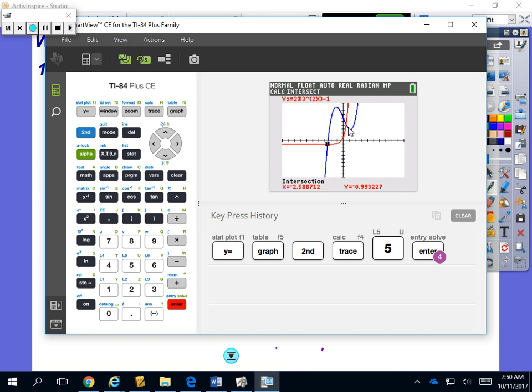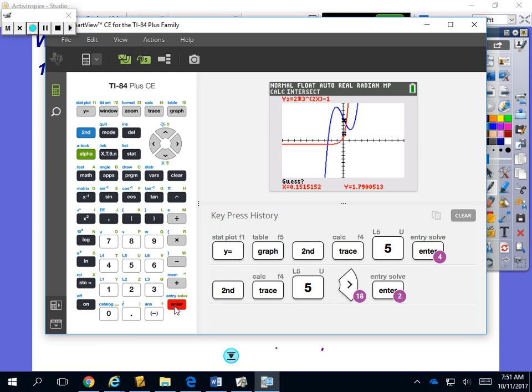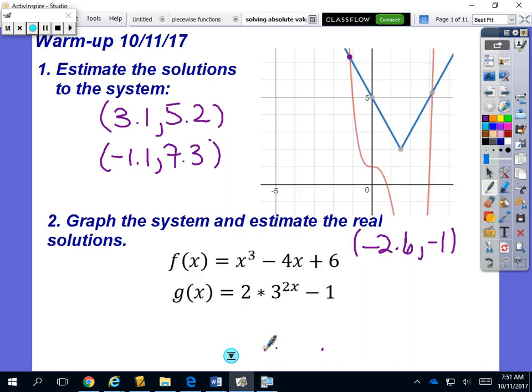And we have to go back and do it again for this point. So we're going to hit second, trace, number 5, and then use your cursor to move that over to the second point, and just press enter 3 times. Okay, then that one is at 0.4 and 4.3. So two solutions to that system.